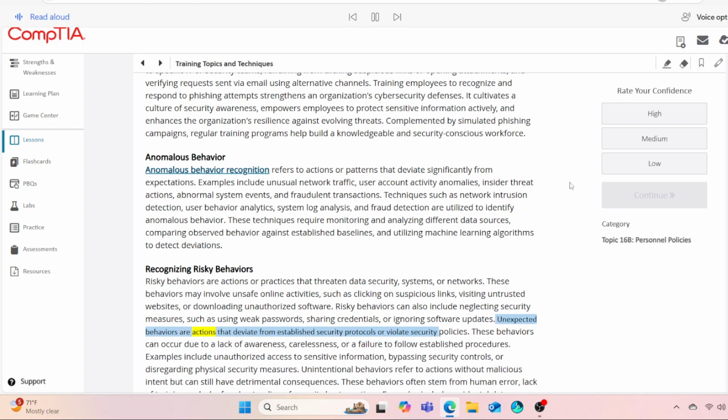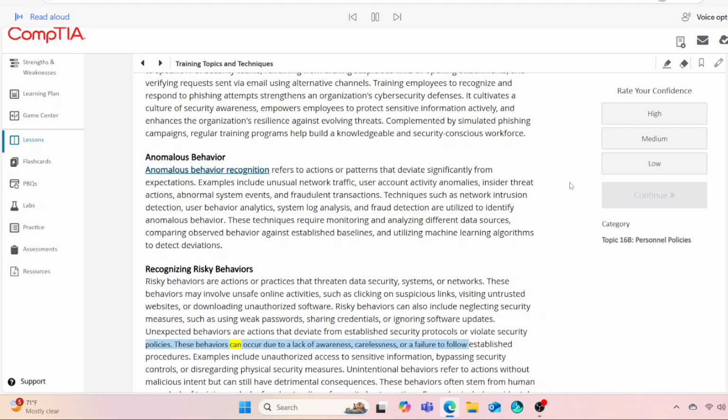Unexpected behaviors are actions that deviate from established security protocols or violate security policies. These behaviors can occur due to a lack of awareness, carelessness, or a failure to follow established procedures. Examples include unauthorized access to sensitive information, bypassing security controls, or disregarding physical security measures.